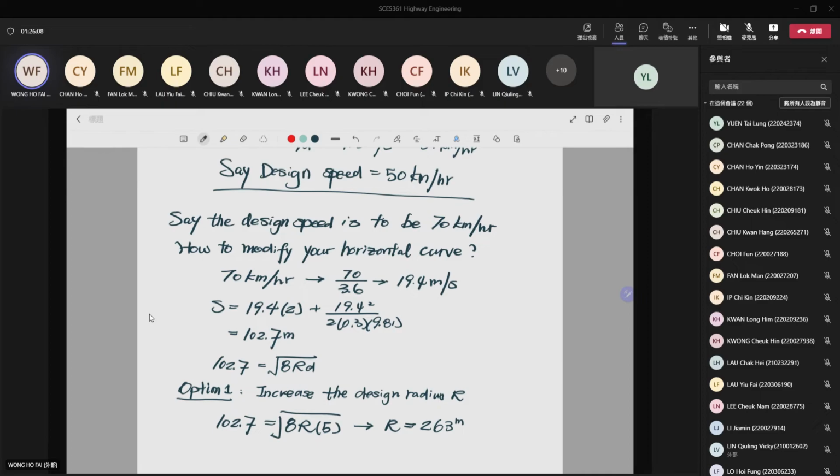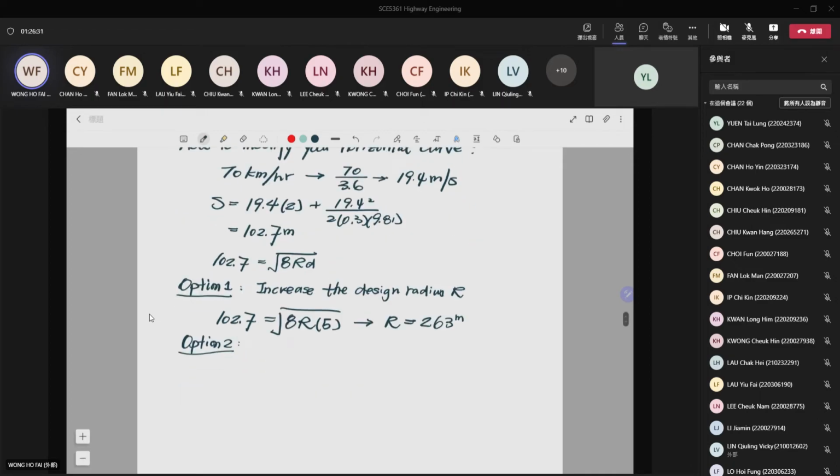So actually your curve will have a much larger distance than before, quite a lot, more than double. And option 2 is that you may increase the distance between the obstacle and the center line of the road. Then again, 202.7 is equal to square root 8, and R you will keep at 100. The distance D you will make variable, and then you can find that D is equal to 13.2 meters.